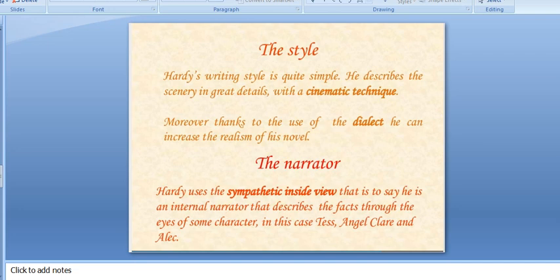The narrator. Hardy uses the sympathetic inside view, that is to say, he is an internal narrator that describes the facts through the eyes of some character, in this case Tess, Angel Clare, and Alec.